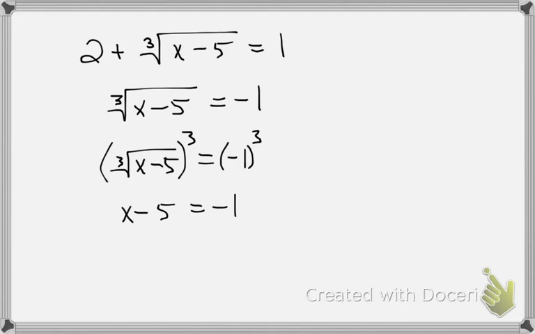And what's -1 cubed? -1. Once again, this is actually not quadratic. This is linear. And it's actually a nice linear one. Add 5. If you add 5, you get 4. x equals 4. You guys agree?